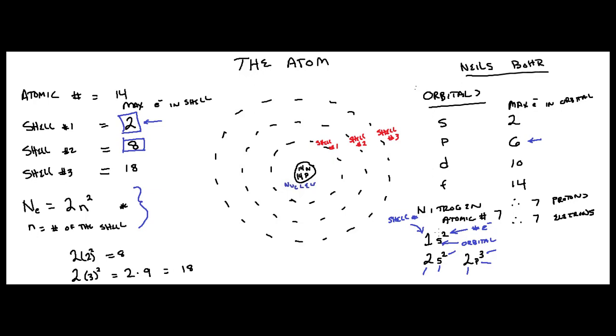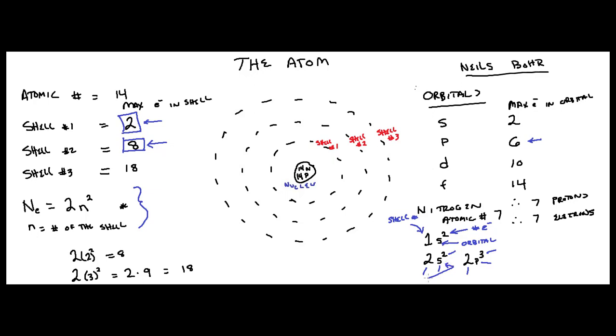You still have 5 left over. Well, then you're going to come down here to your next shell, because that's the next one to be filled. It can hold a maximum of 8. You only have 5 to distribute, and that can hold a maximum of 8, so they're going to go in the second shell. How are they going to go in the second shell? Well, 2 of them are going to be consumed in the s orbital. That's what we're saying right there.